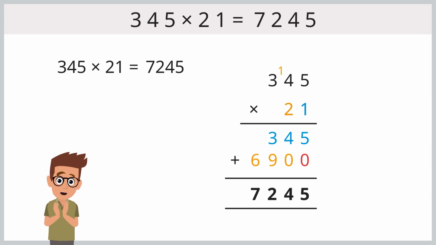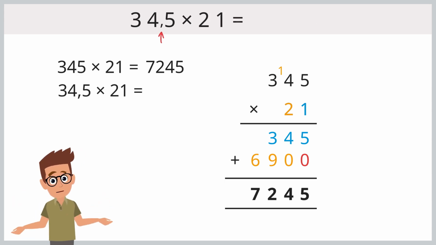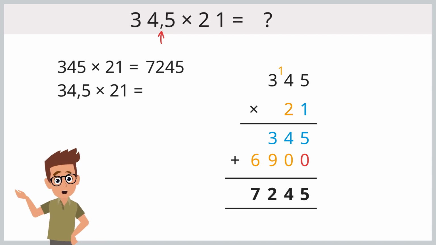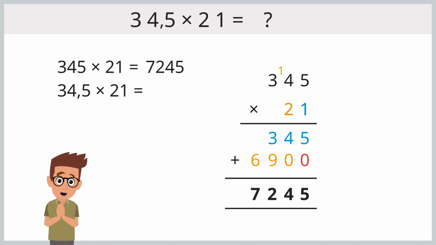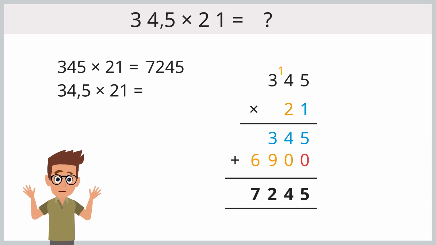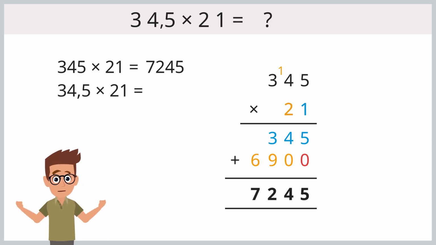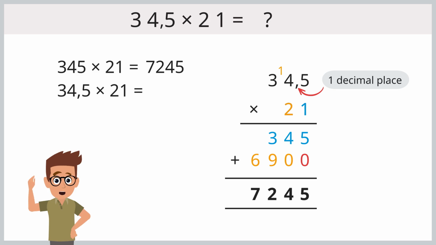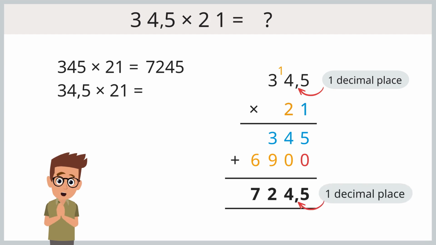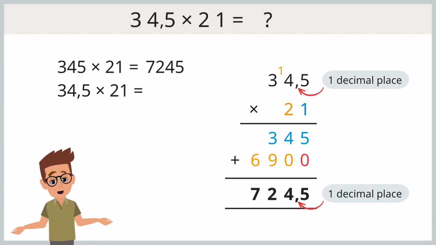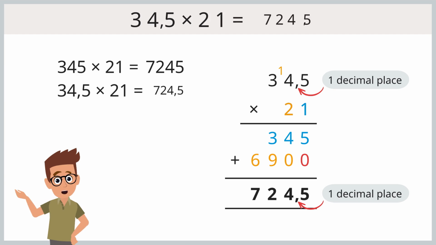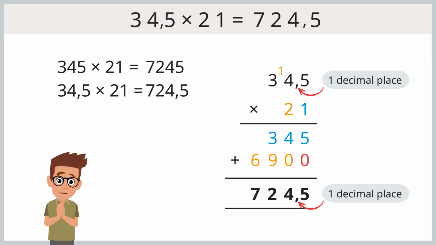Now that we know 345 times 21, what is 34.5 times 21? To multiply decimals, we can multiply the numbers in the same way without decimals. Then, we count the number of decimal places in the numbers we have multiplied. There is one decimal place in 34.5. So, we move one decimal place in our answer. 34.5 times 21 is equal to 724.5.